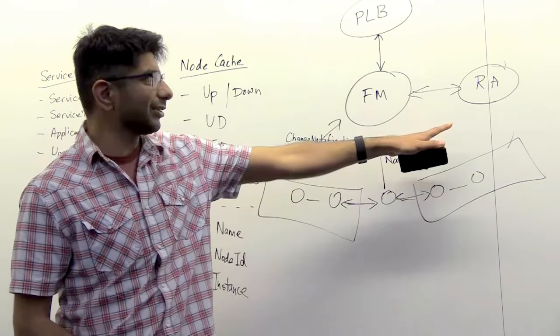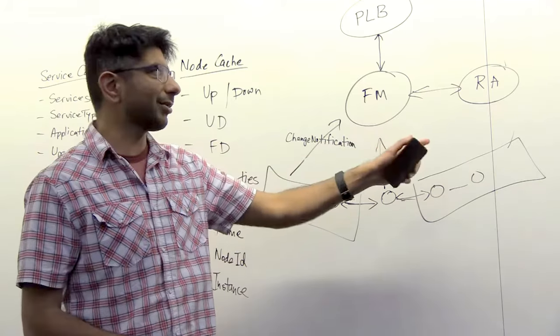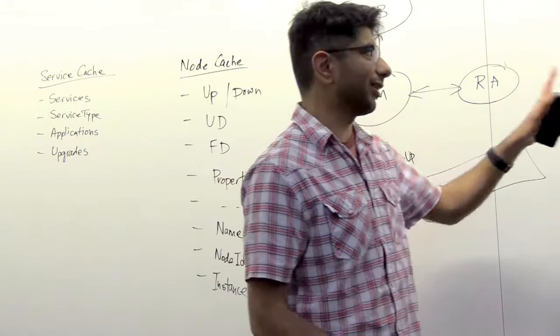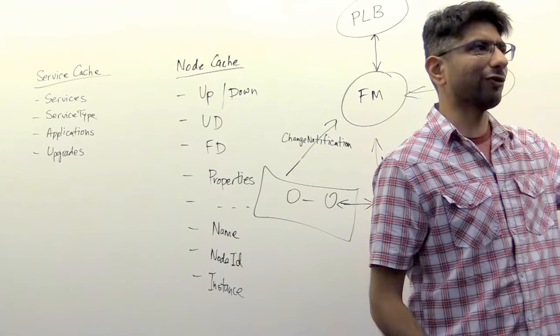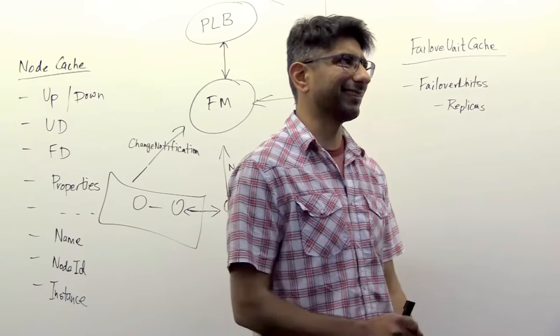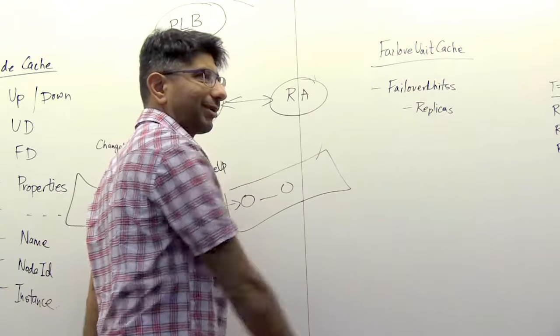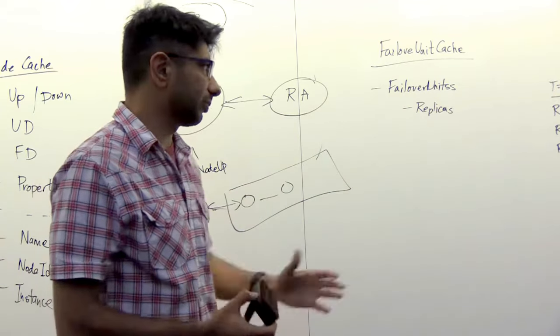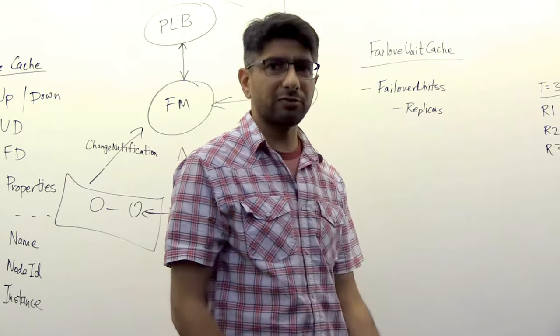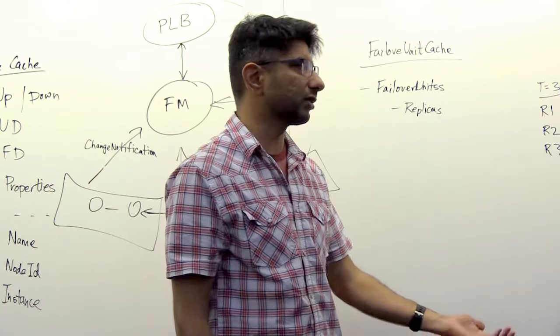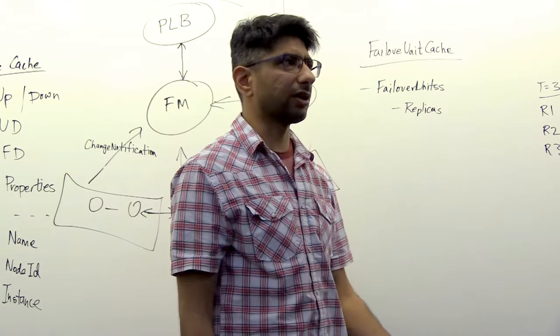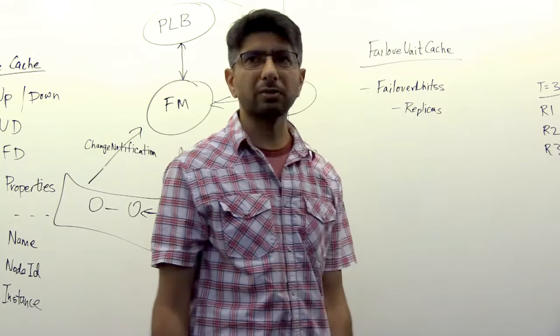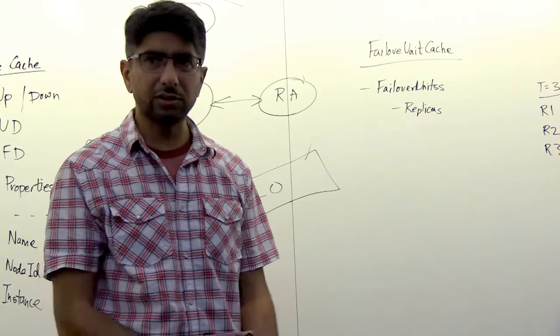When RA starts running the process, it sends a reply back to FM saying that this replica is running. Now FM says, okay, now it's ready, and similarly for the other replicas. Once all the replicas have been created, for stateful services it has to do this reconfiguration, where one of them is a primary and the others are secondary. So this is how it works.